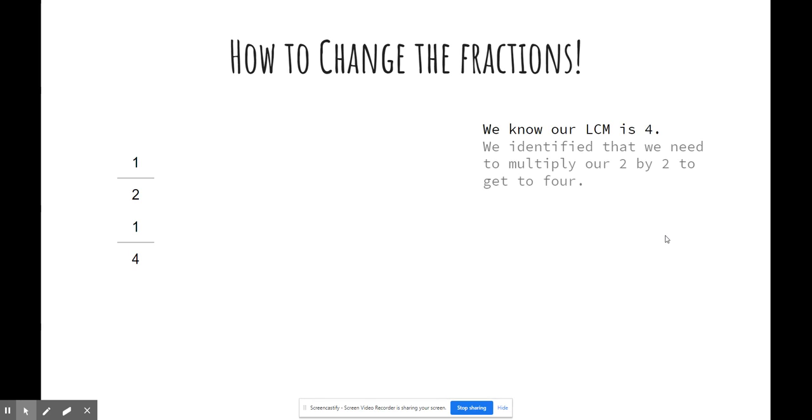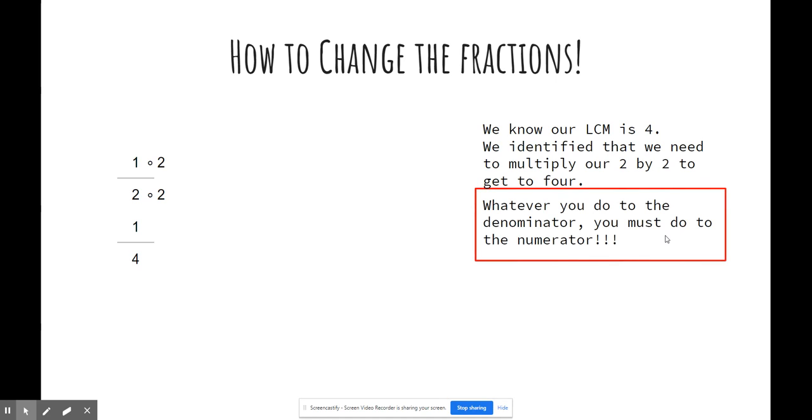We know our LCM is 4, and we know that we have to multiply our 2 by 2 to get to that 4. So we do this. Big thing. This is probably the second largest rule with fractions. Whatever you do to the denominator, you have to do to the numerator. You can't do anything else, right? You can only multiply by a value of 1. 2 over 2 is equal to a 1, right? So as you can see over here, we are multiplying 2 times 2. We're multiplying 1 times 2. And we end up getting 2 over 4.